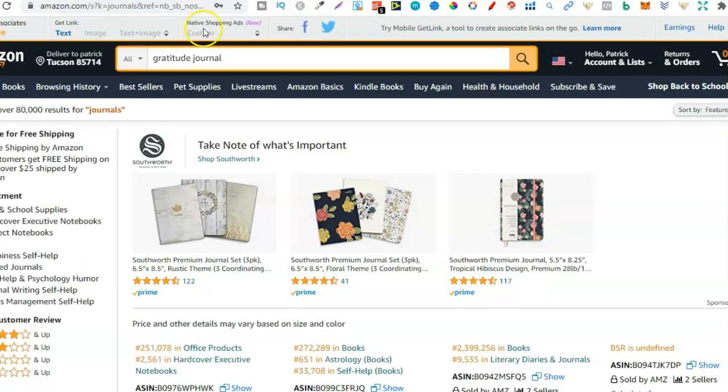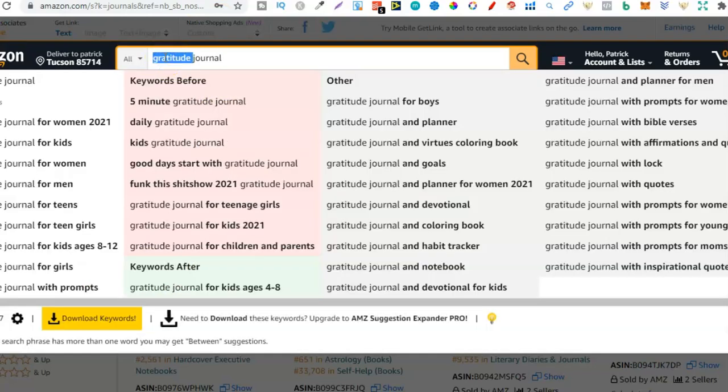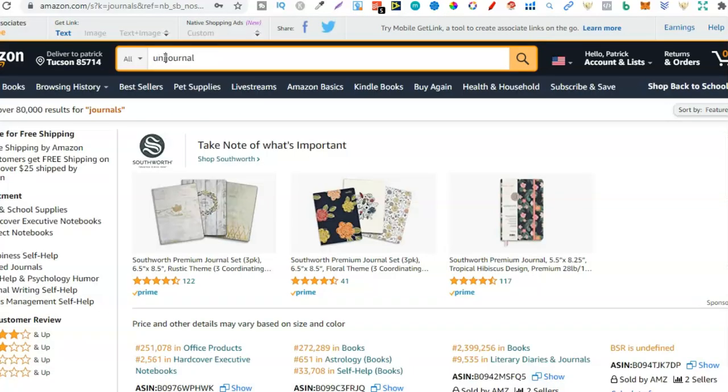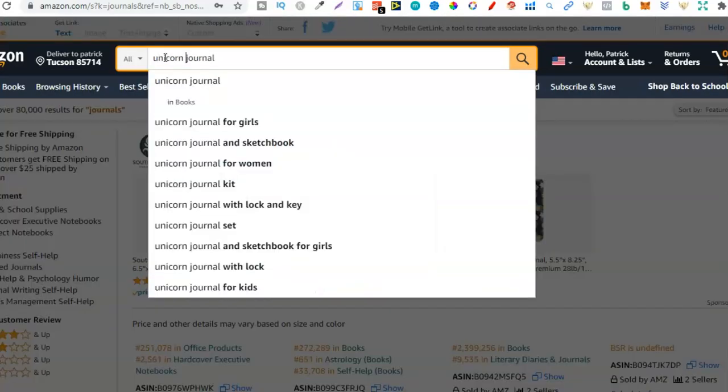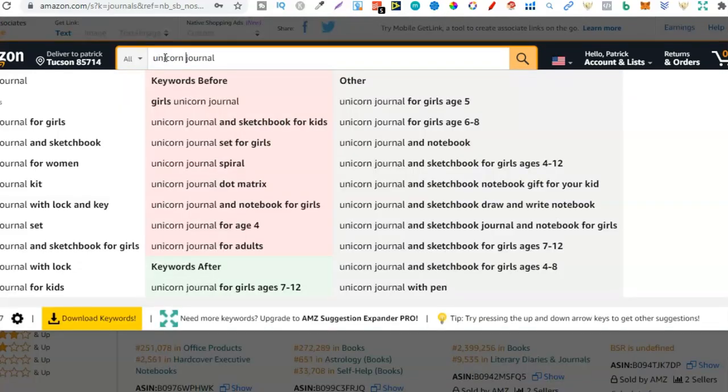So if we go back over to here, let's use the unicorn example again, because unicorns are hot. They've been hot for quite a while. So unicorn journal. Now right off the bat, look at all these different keywords. So I would now go through all of these different keywords, trying to find the profitable ones if I wanted to create a unicorn journal. So let's take a look at these.